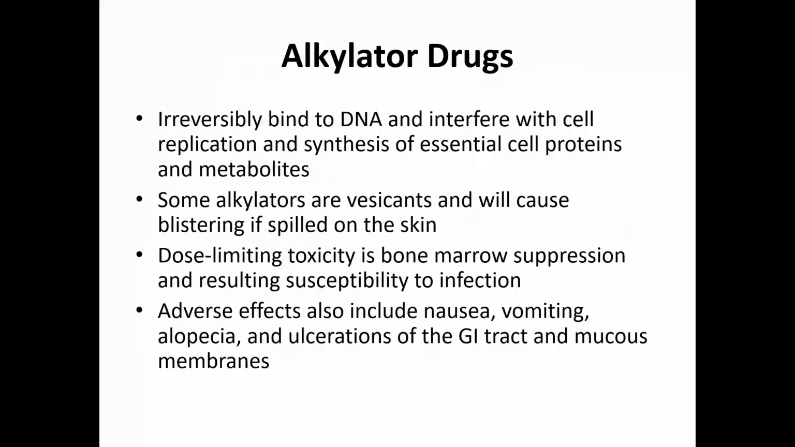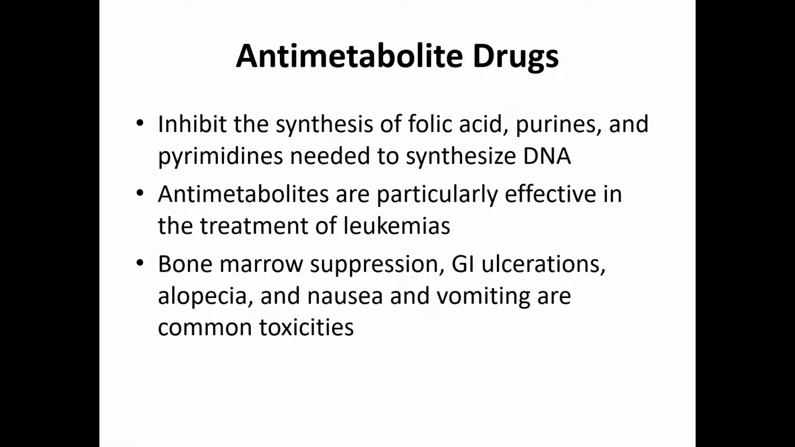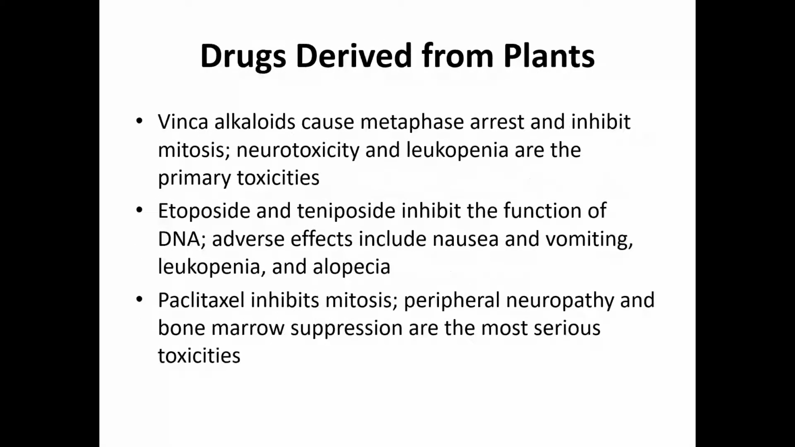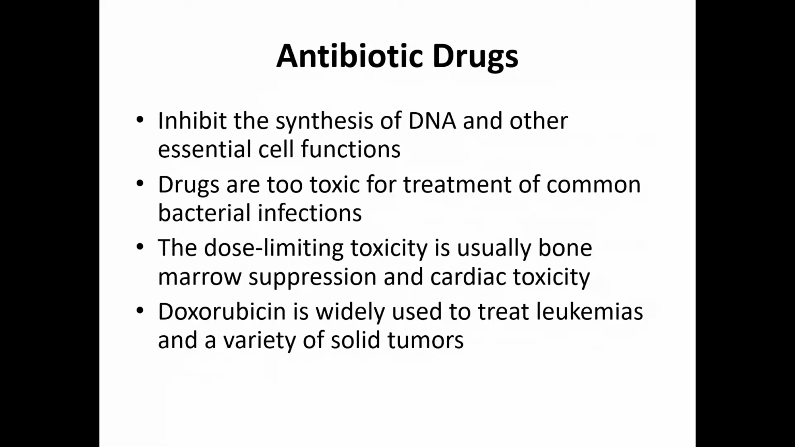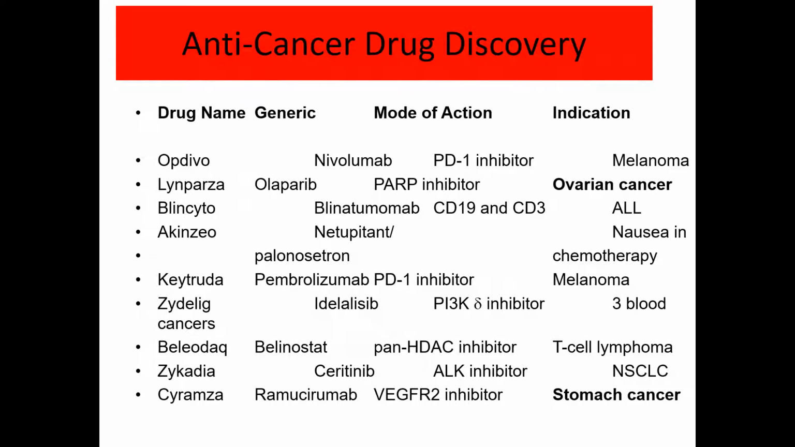Then there are several types of anti-cancer agents, for example alkylating drugs, anti-metabolic drugs, drugs derived from plants, hormone antagonists, antibiotic drugs. I will quickly go through the types of drugs or treatments used in cancer. Then we will go into the details of how to design better ones. These are the anti-cancer drugs which are very frequently used today for several types of cancers, right?